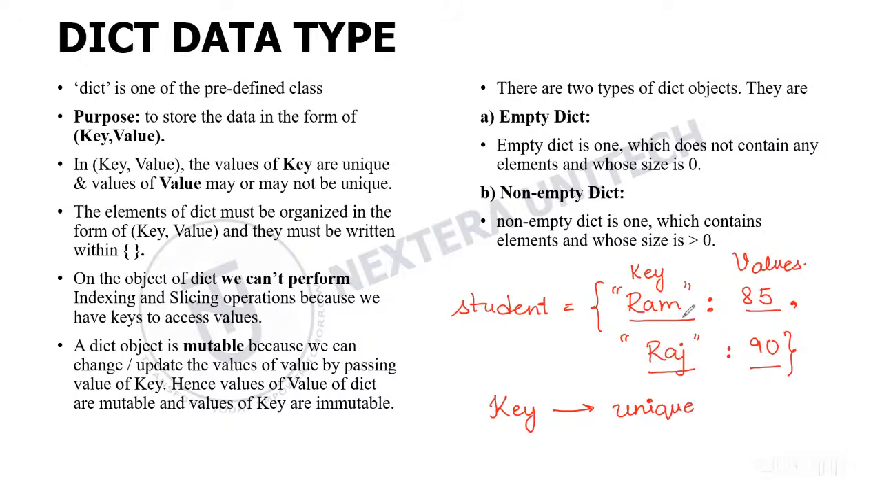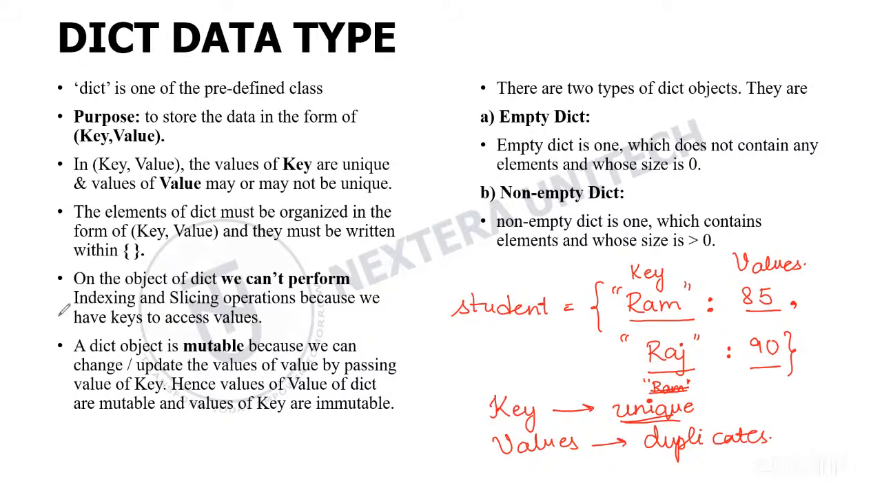If I have one key as Ram, I cannot give one more key here with the same name. So these keys must be unique, such that you can get the corresponding value from that key. And values can be duplicates, like two students can have the same marks, right? So the values can be duplicates, but the keys should be unique in a dictionary.